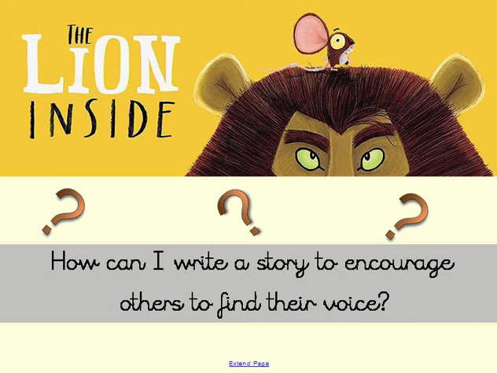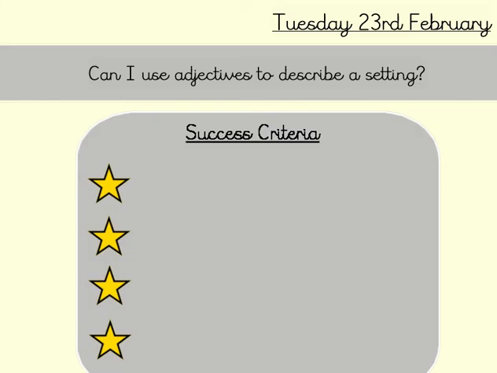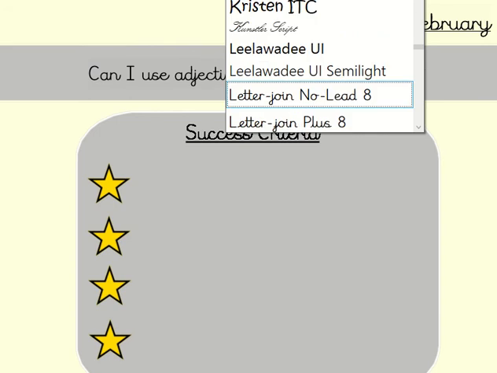Now, I just want to return to something I talked about at the beginning of our learning journey. If we're going to write a story, we need a success criteria to follow so that when we write our story, we know exactly what we need to include. And yesterday's objective was, can I use adjectives, which are describing words, to describe a setting? And you all did a brilliant job of that.